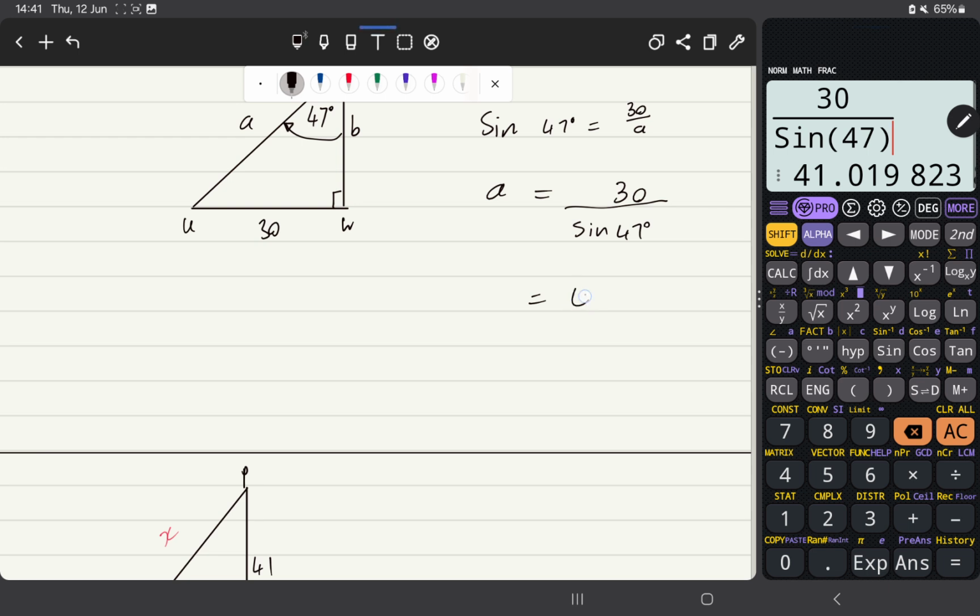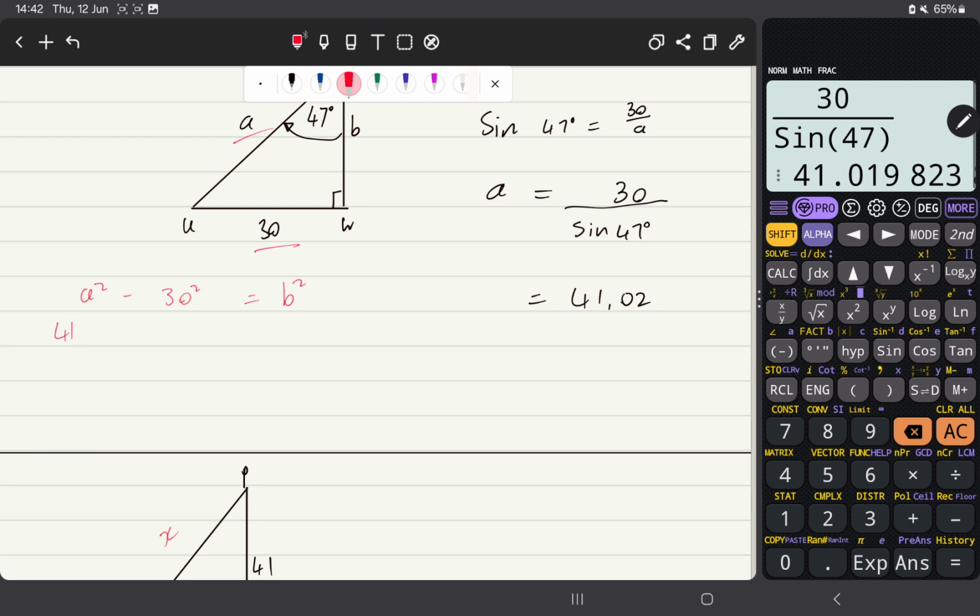So what am I getting? I'm getting 41.0202. Let me just say it's 41. So we have the side there, it's 41. Then for the rest, remember, now you have this side and this side, so you can just use Pythagoras to find B. Pythagoras says A squared minus 30 squared is equal to B squared. So A squared is 41.